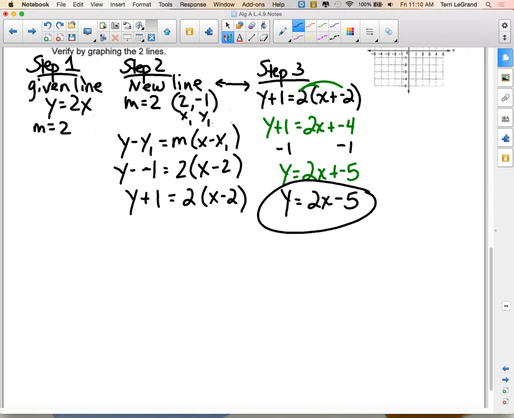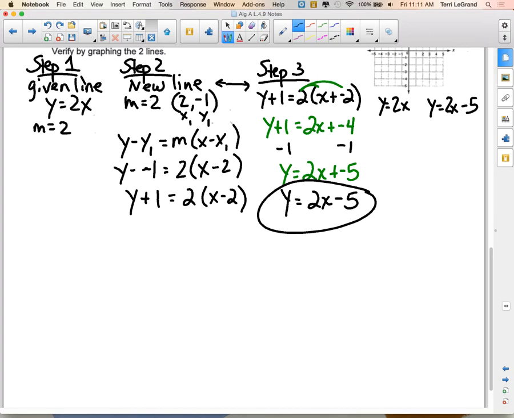And then see if you agree with me or if you need to change my mind. Anybody agree with me yet? Yeah, got a couple new people, good. Then we're going to go and graph them. So we have y equals 2x to graph, and we have y equals 2x minus 5 to graph.